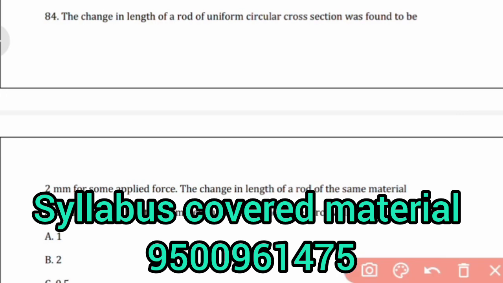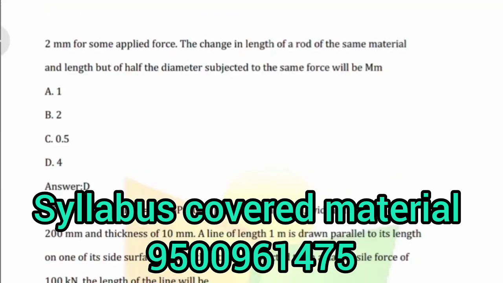The change in length of a rod of uniform circular cross section was found to be 2 mm for some applied force. The change in length of a rod of the same material and length but half of the diameter, subjected to the same force, will be option D, 4.